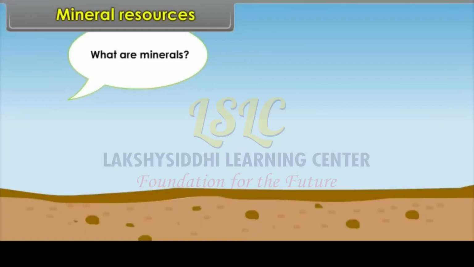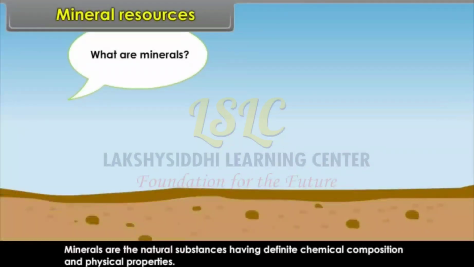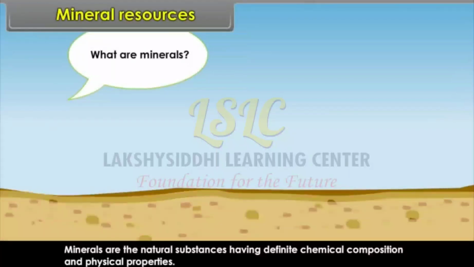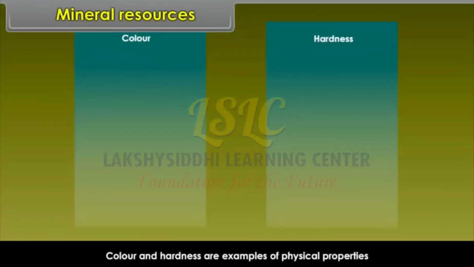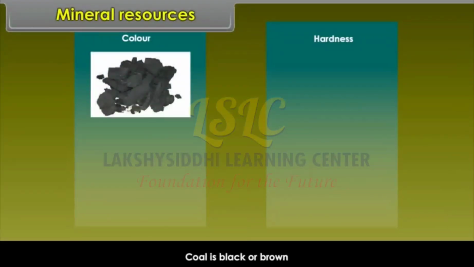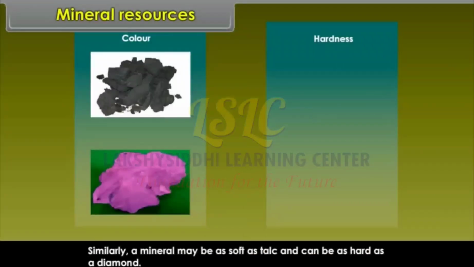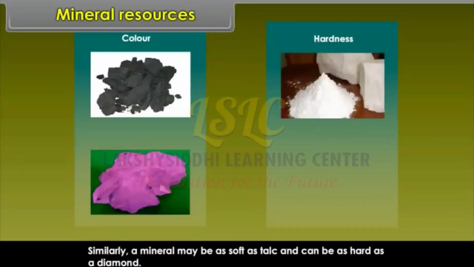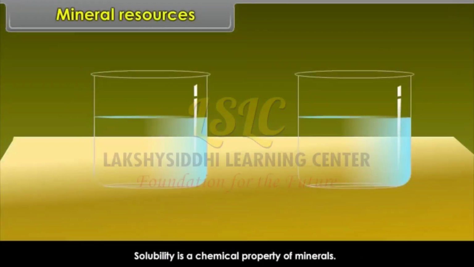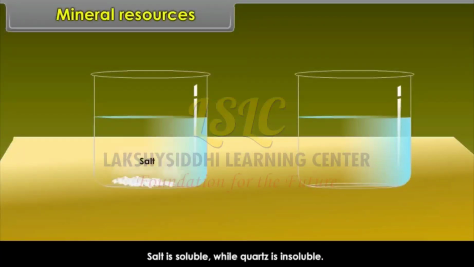What are minerals? Minerals are natural substances having definite chemical composition and physical properties. Color and hardness are examples of physical properties. Like coal is black or brown, quartz may be red, black, pink or purple. Similarly, a mineral may be as soft as talc and can be as hard as a diamond. Solubility is a chemical property of minerals. Example: salt is soluble while quartz is insoluble.